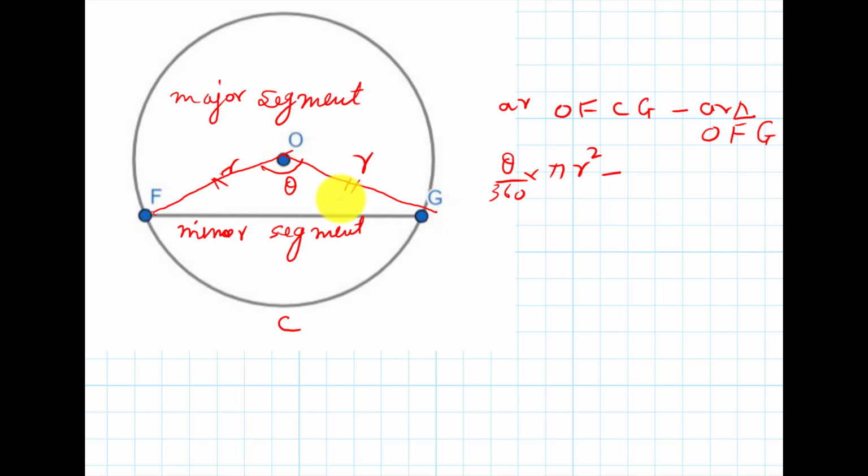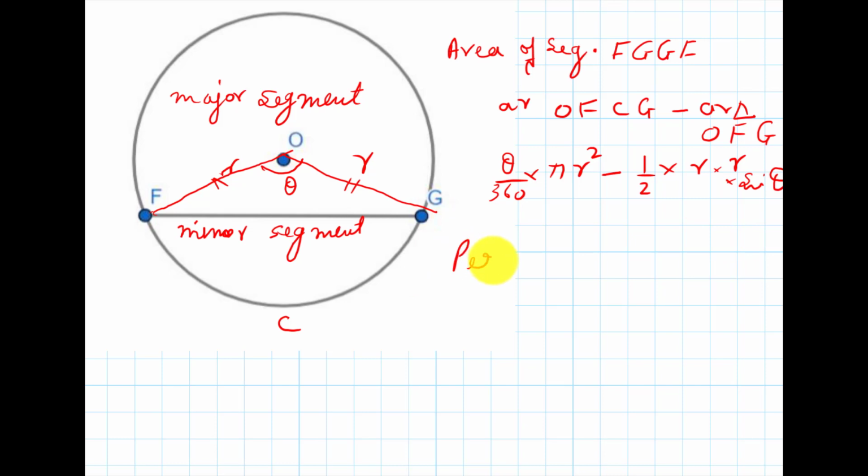So this is an isosceles triangle, and the area of a triangle, if two sides and the included angle are known to us, is equal to half multiplied by the two sides and multiplied by the sine of the middle angle, the included angle. Thus we get the area of the segment.